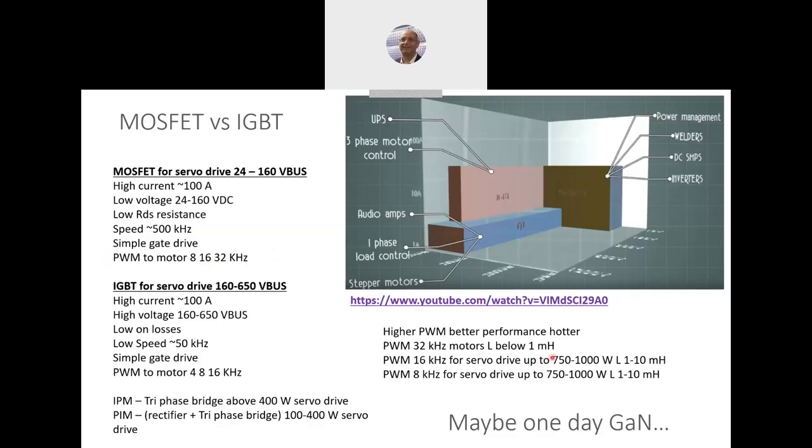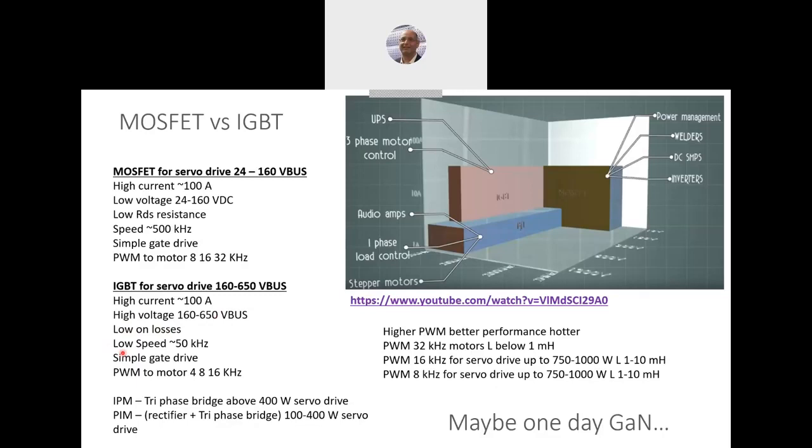If you look at this diagram, this is the voltage, where here it's like 160 or 120. This is MOSFET. This is IGBT, and this is BJT. We don't use it in our servo drives. So the IGBT is when you go above 200 volt. It has a low speed of switching, but 50 kilohertz is good enough.